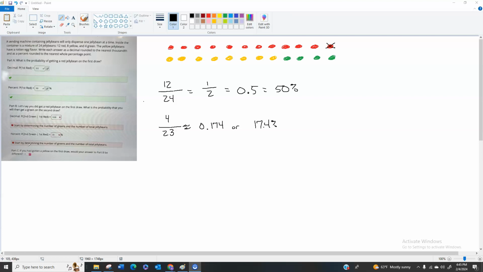So now let's finish up with this last one. It says, if you'd gotten a yellow on the first draw, would your answer to part B be different? Actually, on this one, if you drew a yellow, no, that wouldn't change your answer. So let's go back to our original starting bag of jelly beans, or vending machine of jelly beans. If we've got 24, and instead of a red one on the first draw, you took out a yellow one, that wouldn't change this. You still would have a 4 out of 23 chance of getting a green jelly bean, because you still have 4 green jelly beans and you still have only 23 jelly beans to pick from.